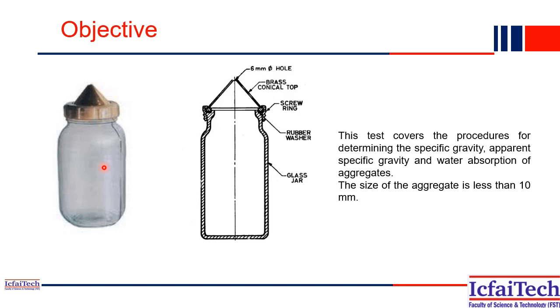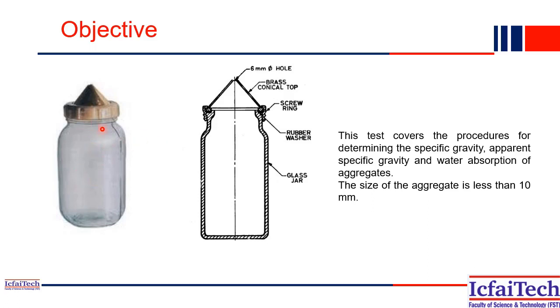As the size of aggregate varies, we have two methods to find the specific gravity and water absorption of the aggregate. Aggregates above 10 mm size fall in one category, and one method is used for them. Aggregates less than 10 mm size use another method, which is called the pycnometer method.